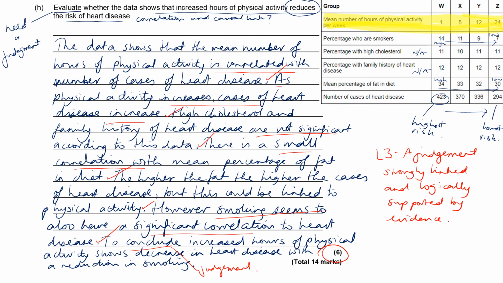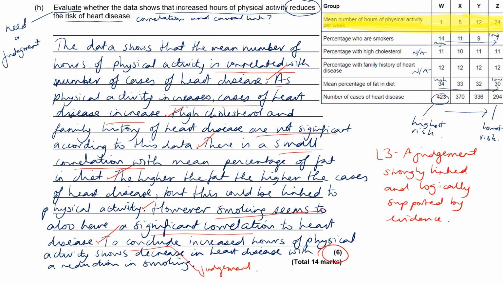However, smoking seems to also have a significant correlation to heart disease. That's my fifth point. To conclude, that's my judgment. Increased hours of physical activity shows decrease in heart disease with a reduction in smoking. So I've added the fact that I can see that smoking has an impact. And as a result of that, if I look at the mark scheme, to get a level 3, which is 6 marks, it says a judgment strongly linked and logically supported by the evidence. And obviously all the evidence I've listed comes from the table because I annotated and looked at the table very carefully.